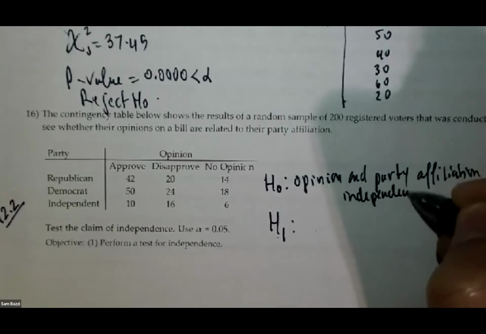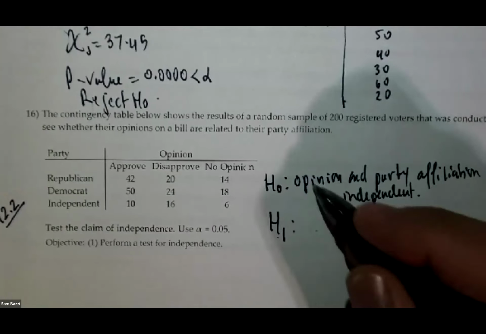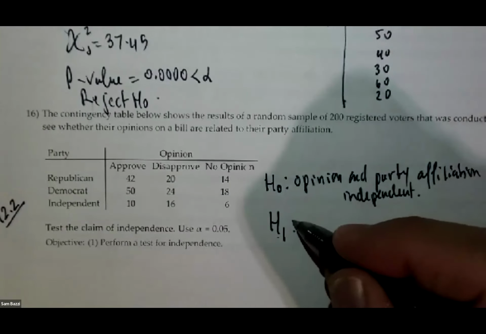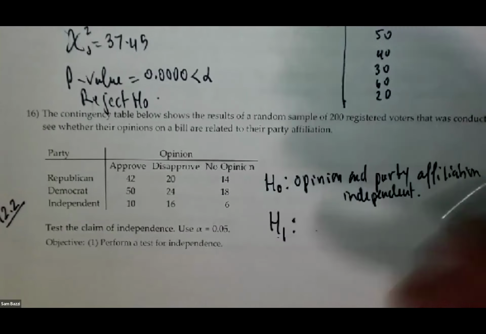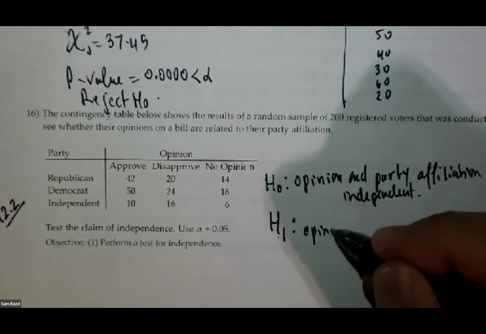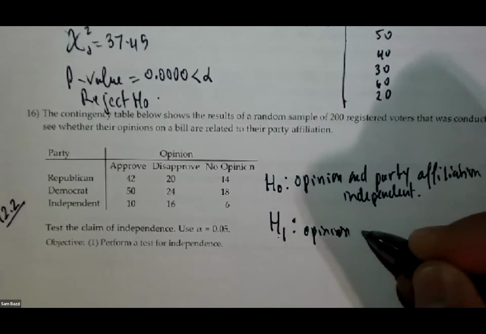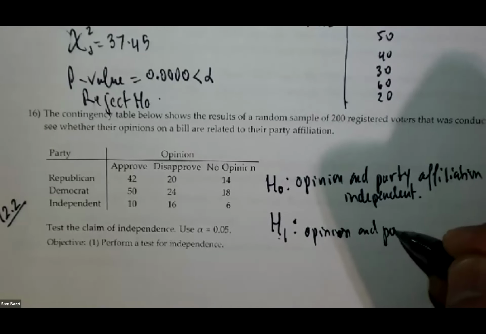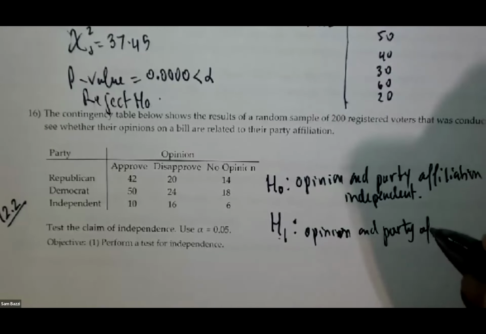In the worst scenario, if you don't know what to say, just say variables are independent. And H1 will be variables are not independent. That means dependent or related. So opinion on a bill and party affiliation are dependent.